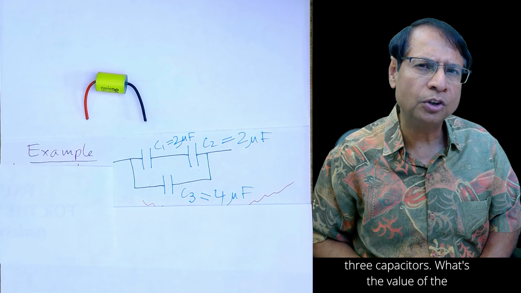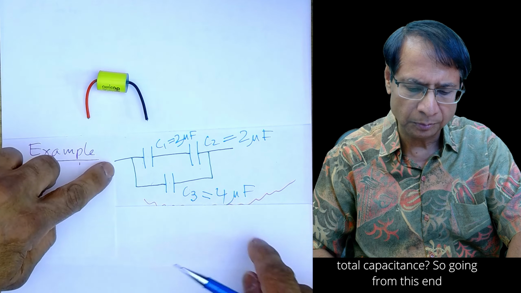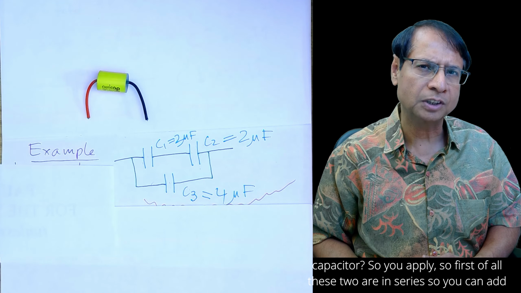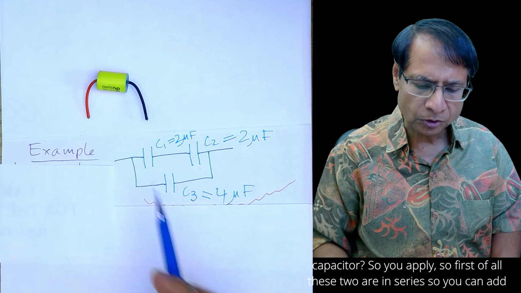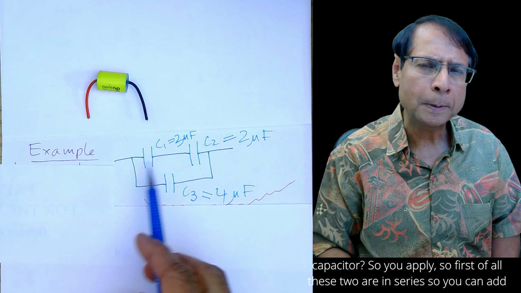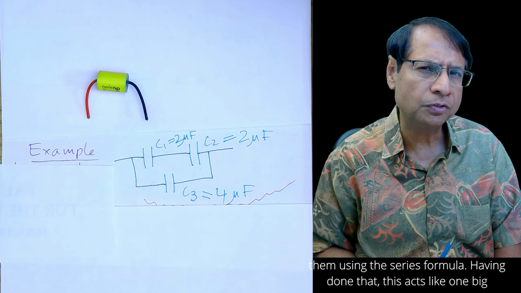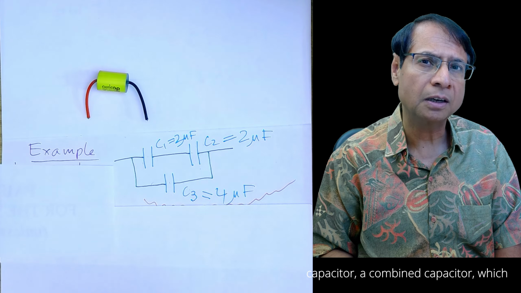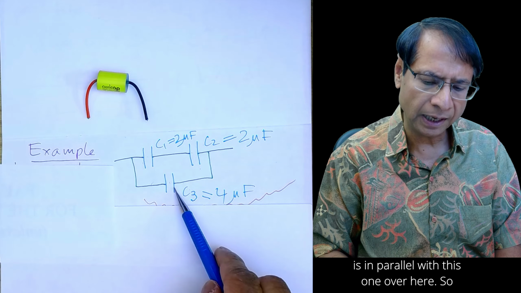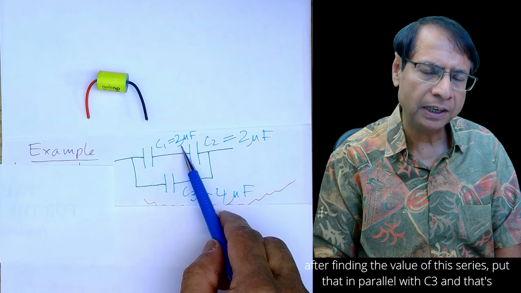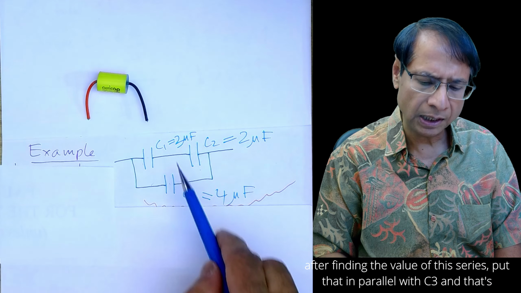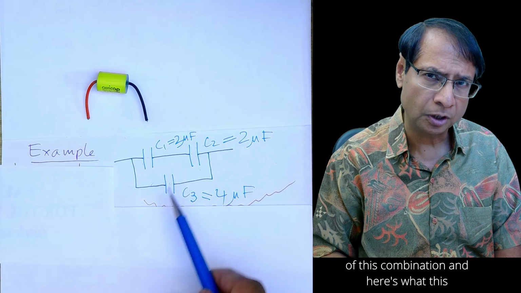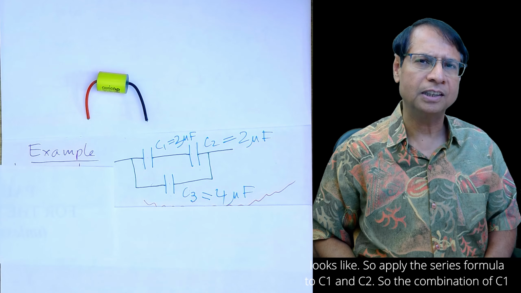What's the value of the total capacitance? Going from this end to this end, the whole combination, what's the effective value of this capacitance? So first of all, these two are in series, so you can add them using the series formula. Having done that, this acts like one big combined capacitor, which is in parallel with this one over here. So after finding the value of this series, put that in parallel with C3. And that's going to give you the total capacitance of this combination. And here's what this looks like.